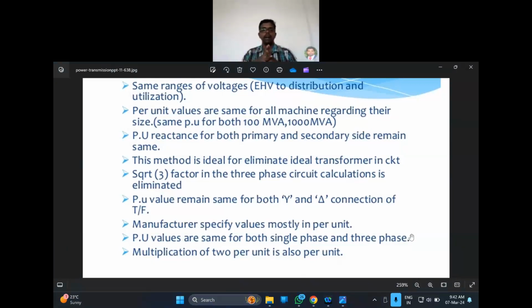Both single phase and three phase per unit values are the same. Next, multiplication of two per unit quantities is also a per unit quantity. So these are the main advantages of using the per unit system.